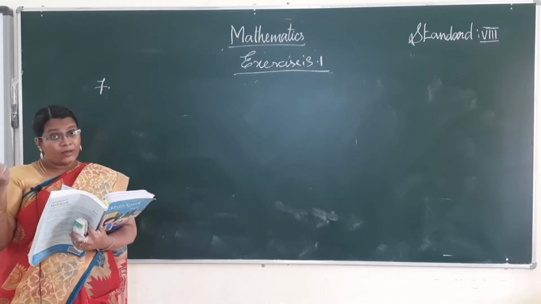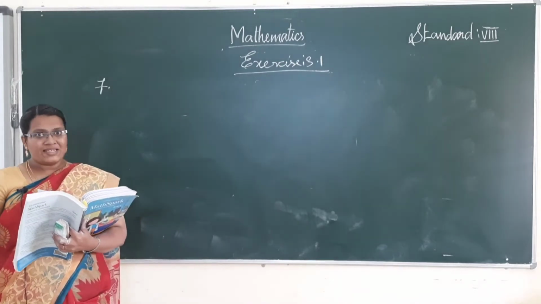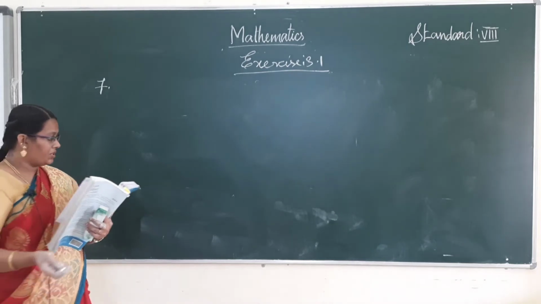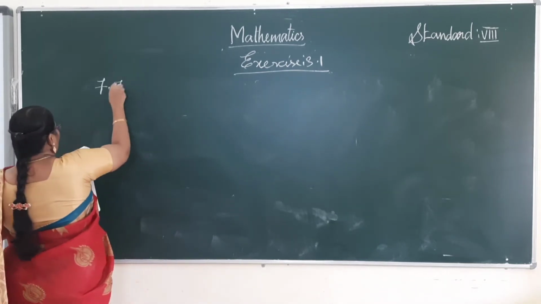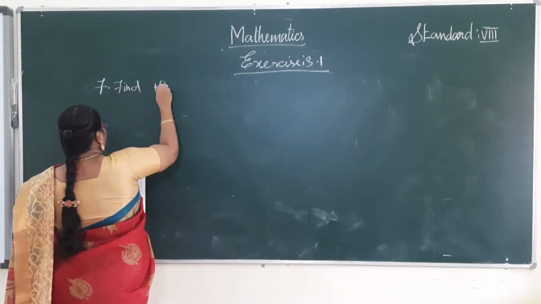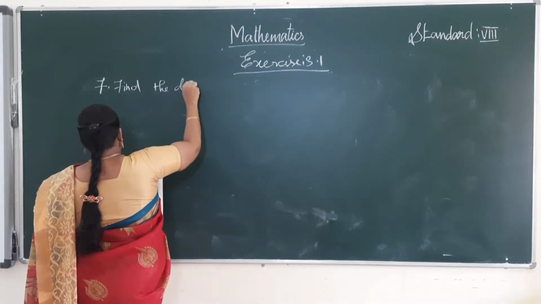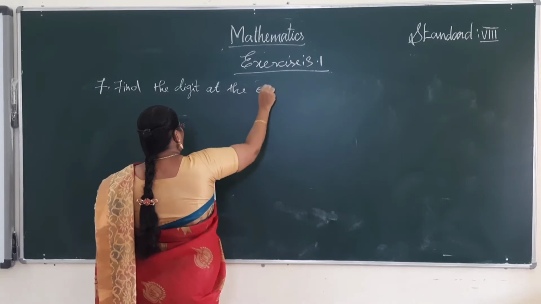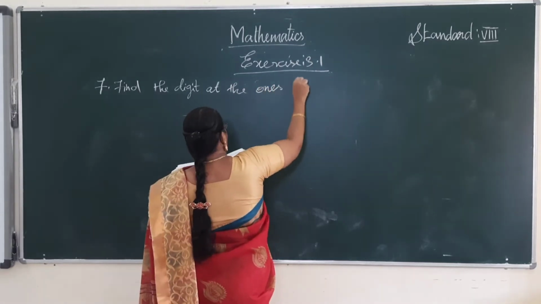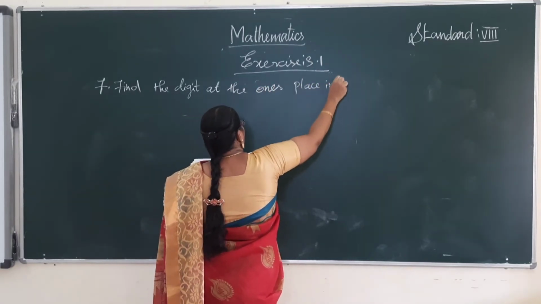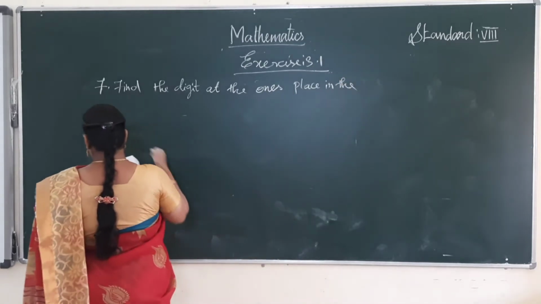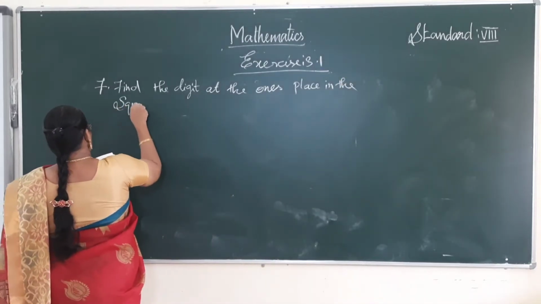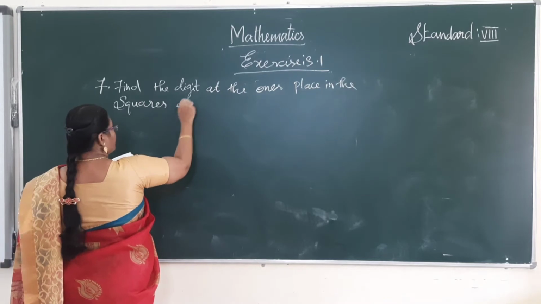When we square the number, what number comes in the ones place, that is the question. So find the digit at the ones place in the squares of the following.